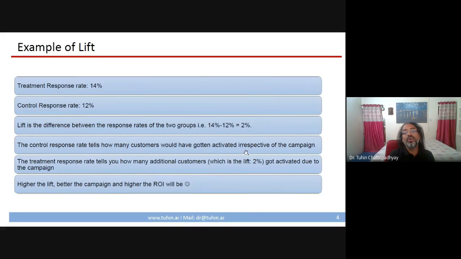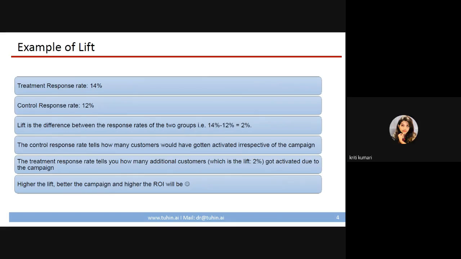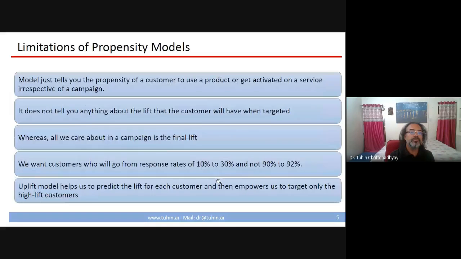Is this story clear? What is lift and why it is important? Is this story clear? Yes, sir. Perfect.